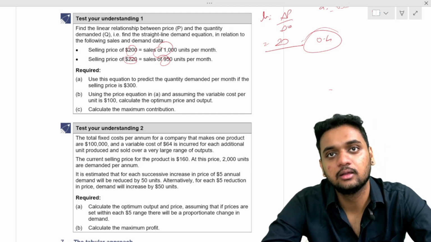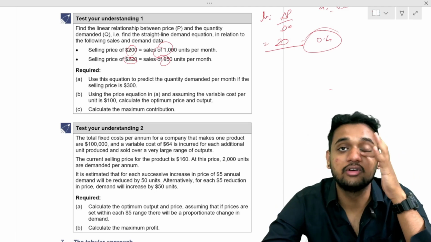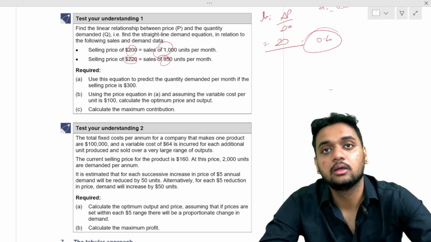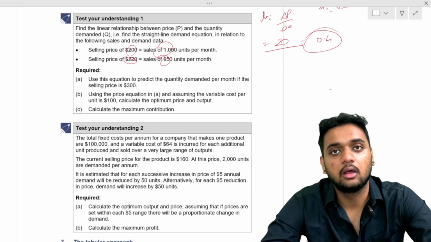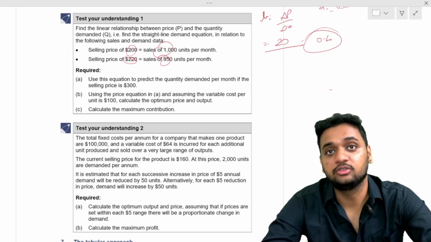How do you find it? You take any of the first. Did you find B? No, first don't take that. First use a normal formula.